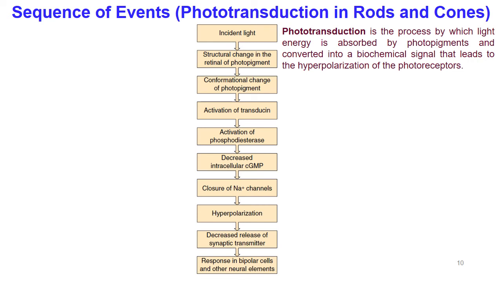Now the sequence of events in the photoreceptors by which incident light leads to the production of a signal in the next succeeding neural unit in the retina is summarized here. The phenomenon is called phototransduction, by which light energy is absorbed by photopigments and converted into a biochemical signal that leads to the hyperpolarization of the photoreceptor. When there is incidence of light, structural changes happen in the retinal pigment. Here I am talking about rhodopsin.